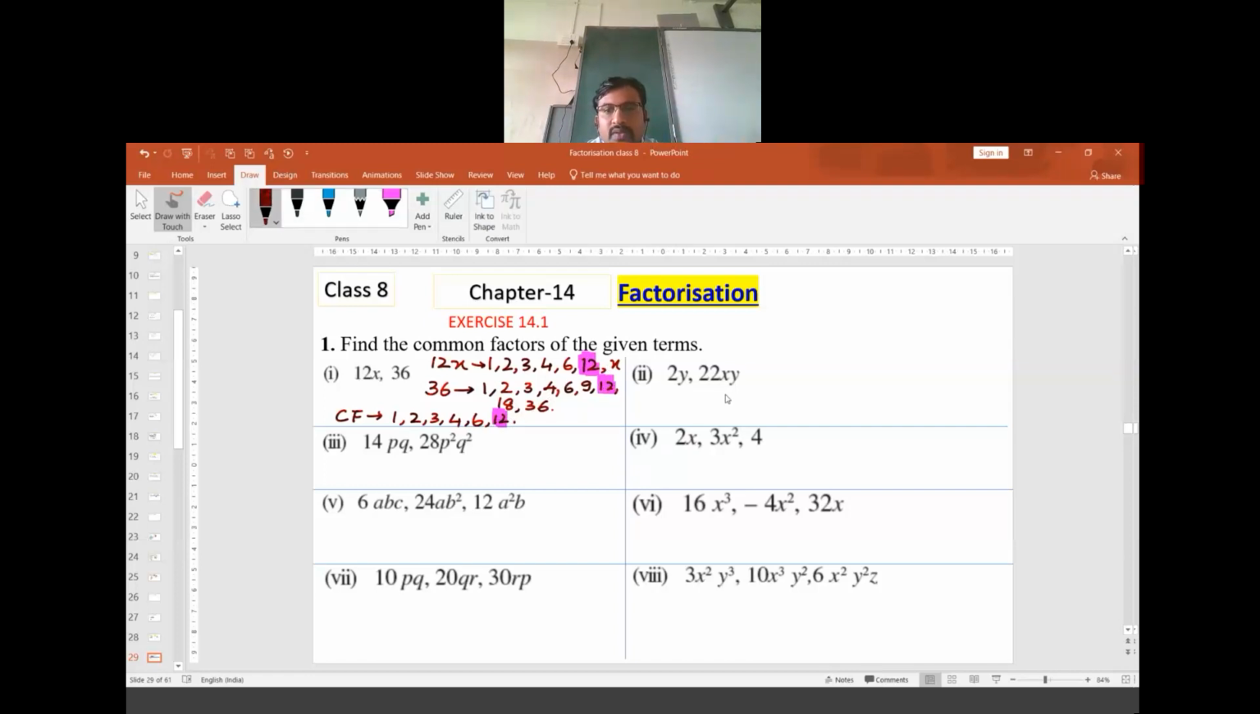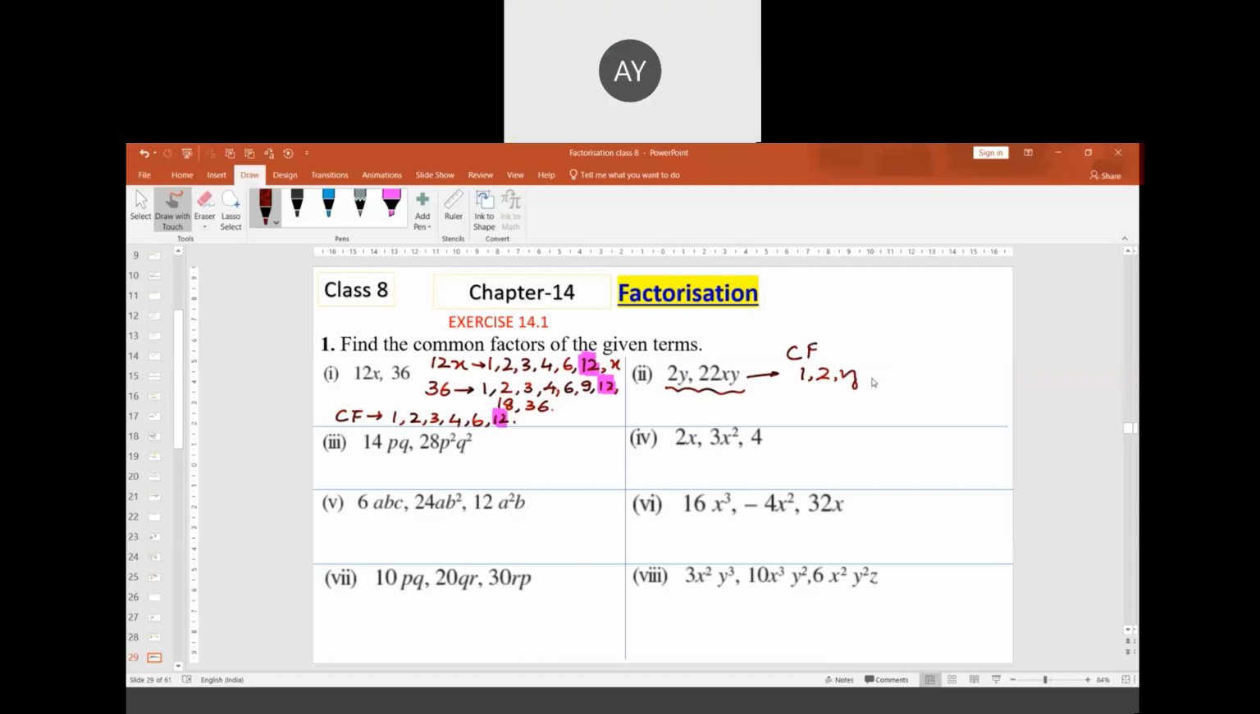Over to you. Tell me the common factors for this. 1 and 2, and y, 2y. Is it correct?